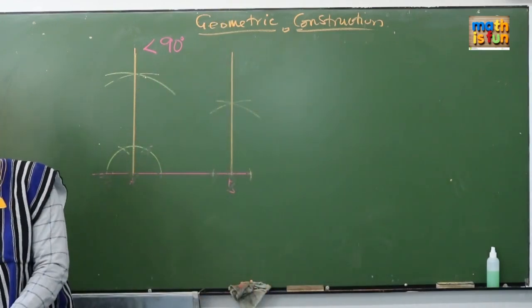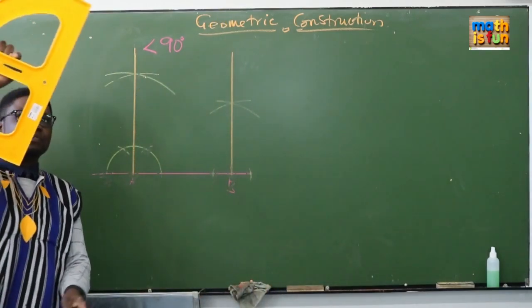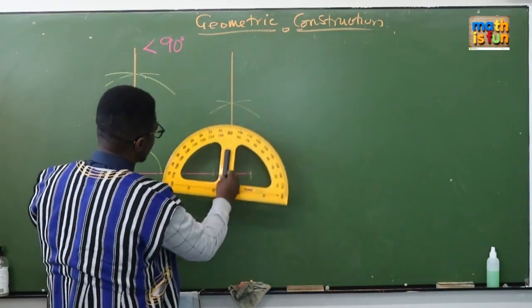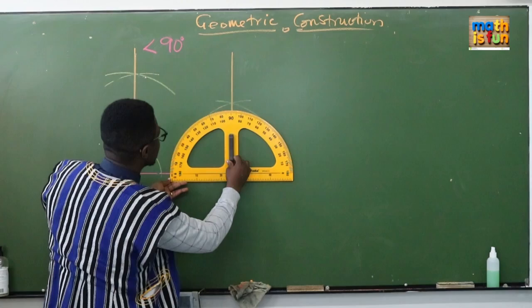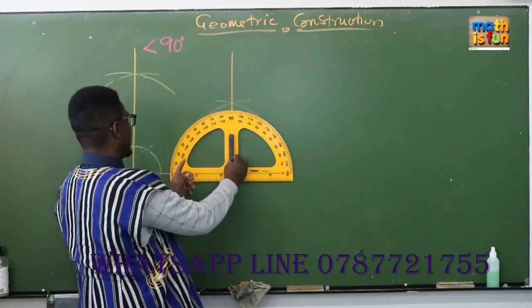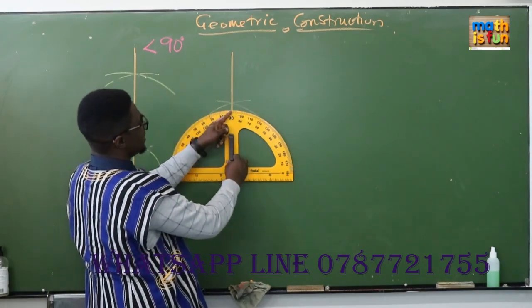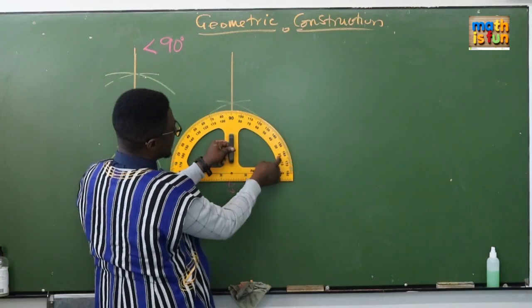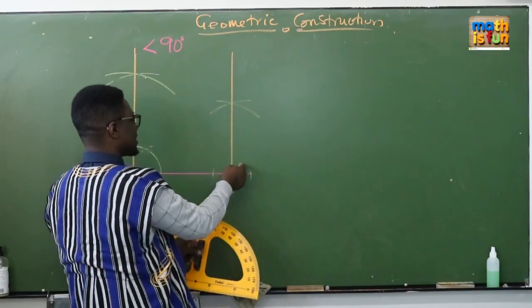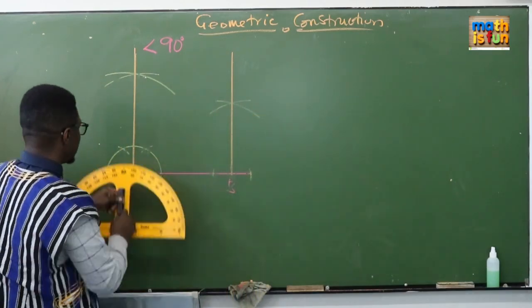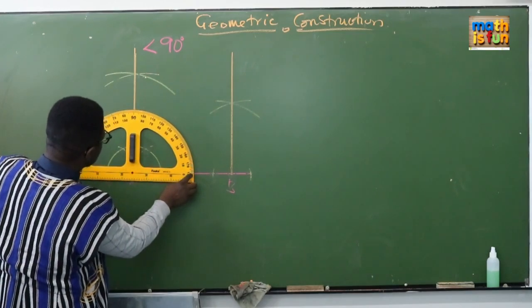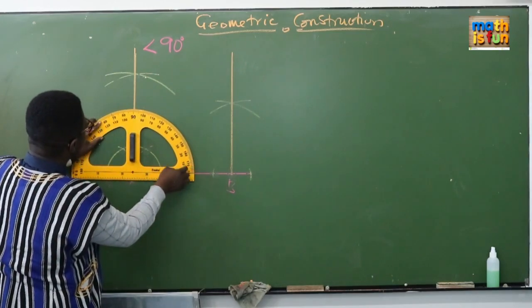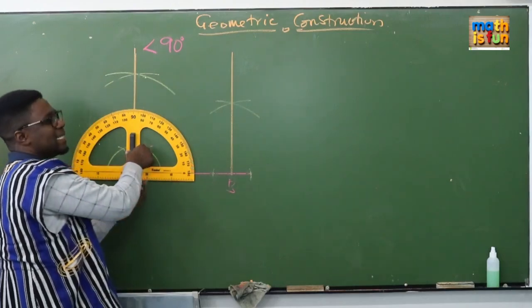But we always have to check if we've done the right thing or not. So I go there, I make sure that this is exactly on the line. Then I read from that side 90. If I read from this side also, I get 90. So this side is 90, that side is 90. This side also, you do the same thing. You make sure this is exactly on the line. You read, you get exactly 90 degrees.